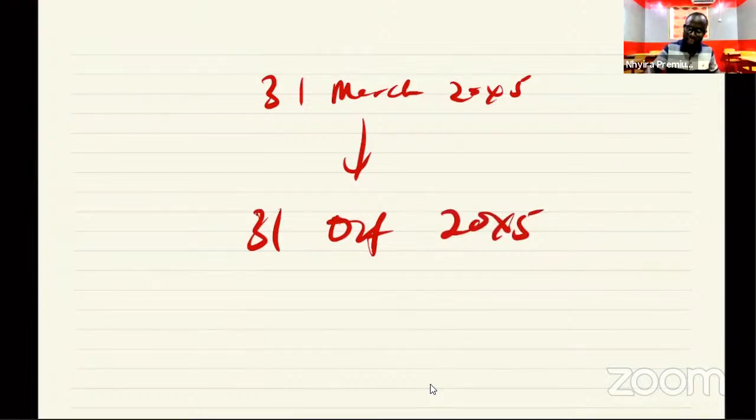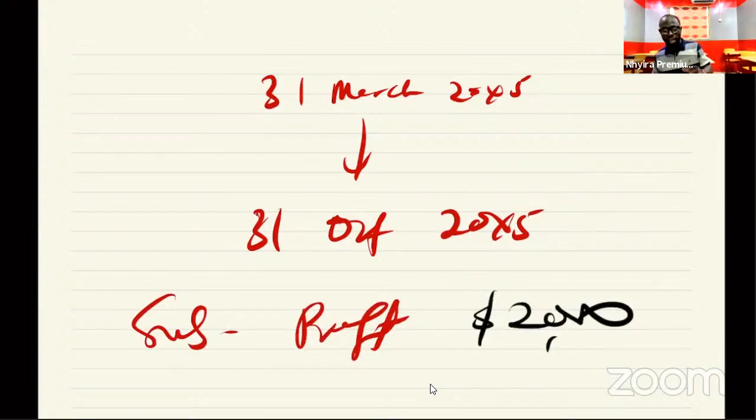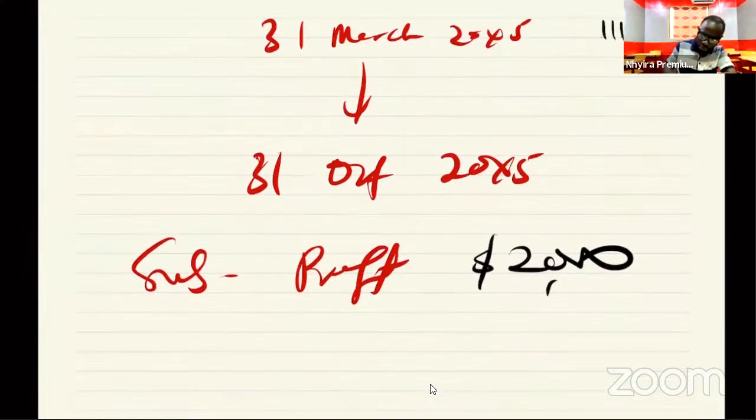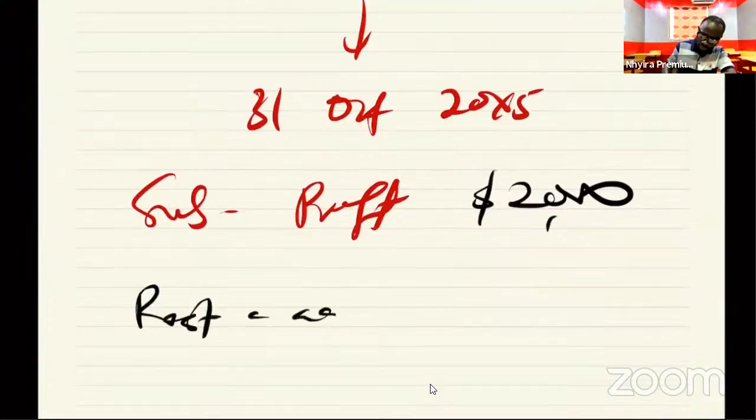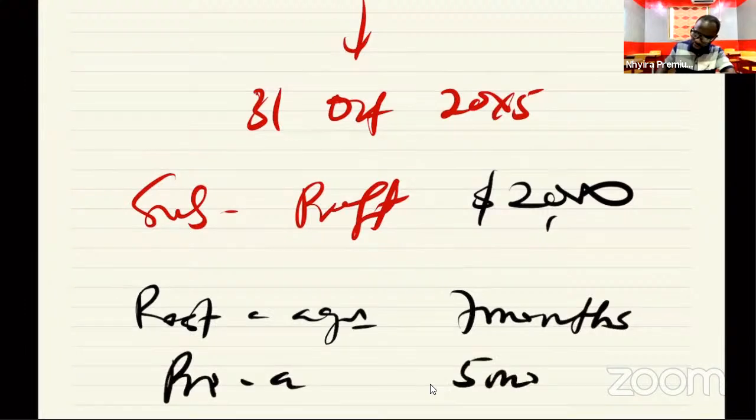Then let's say that the subsidiary makes a profit of, whatever, $2,000. Stay with me carefully here. Now, what is the post-acquisition period? We have March, so April, May, June, July, August, September, October. So 1, 2, 3, 4, 5, 6, 7. So the post-acquisition period is 7 months. So there is a pre-acquisition period of 5 months.